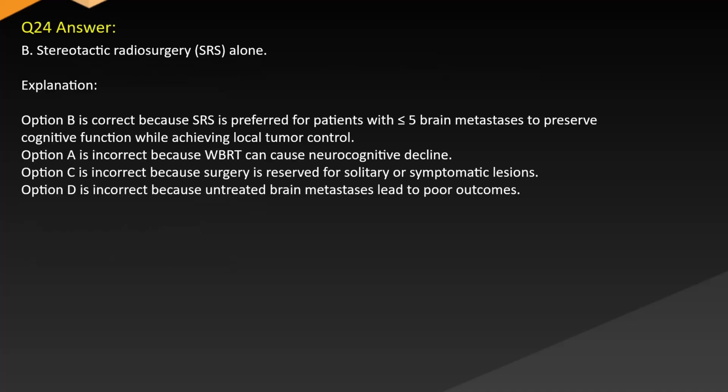Answer: B. Stereotactic radiosurgery (SRS) alone. Explanation: Option B is correct because SRS is preferred for patients with fewer than 5 brain metastases to preserve cognitive function while achieving local tumor control. Option A is incorrect because WBRT can cause neurocognitive decline. Option C is incorrect because surgery is reserved for solitary or symptomatic lesions. Option D is incorrect because untreated brain metastases lead to poor outcomes.